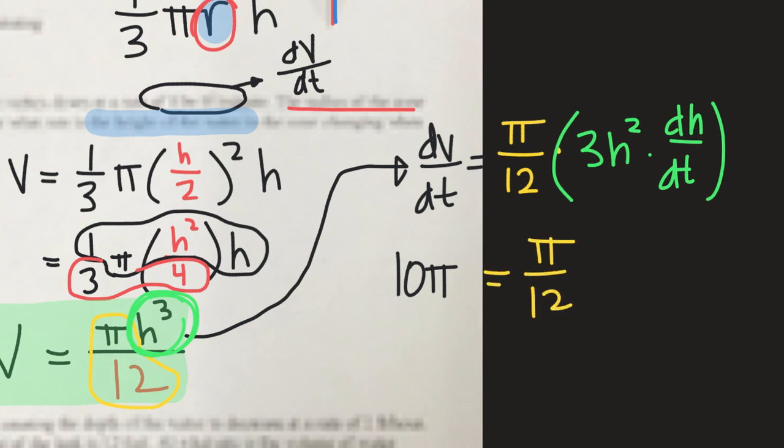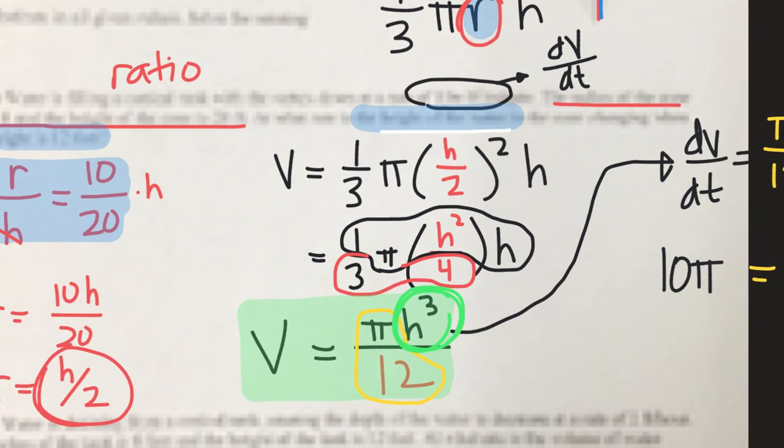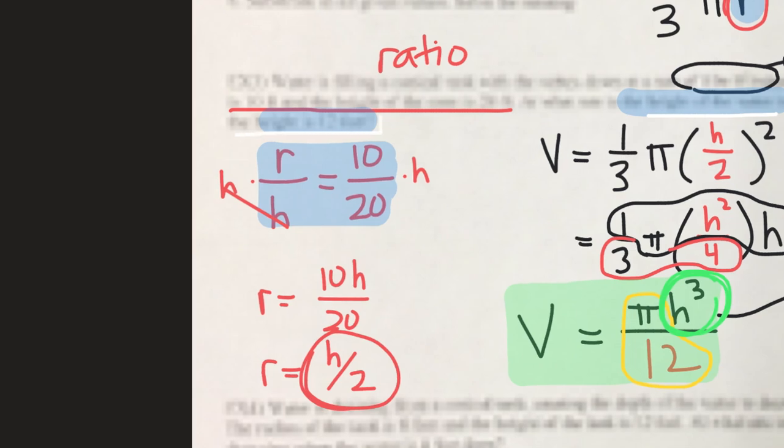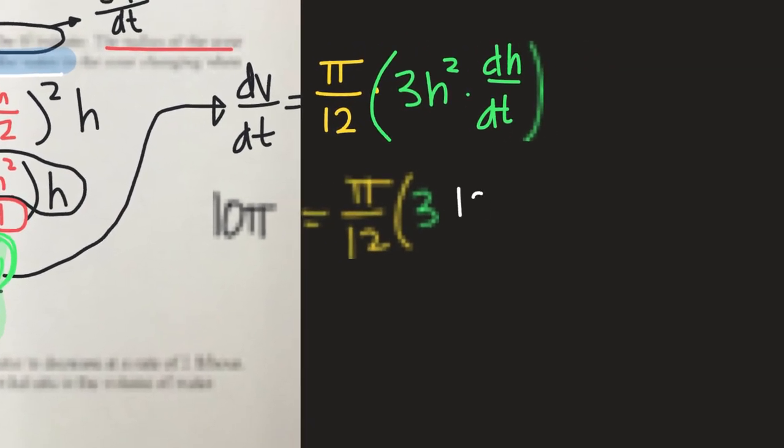What is my height? When the height of the water is, what's it say? At what rate is the height of the water changing when the height is 12 feet? We want our moment in time. When the height is 12 feet, what is our water depth changing at? So the height that we're looking for is 12, not our maximum height of 20, but the current height of 12.